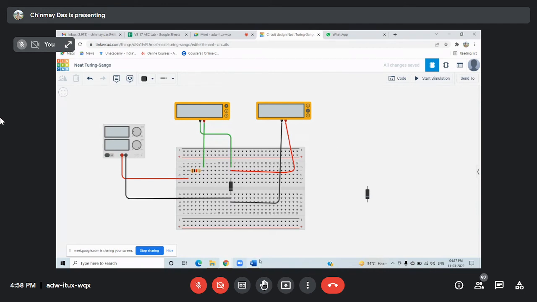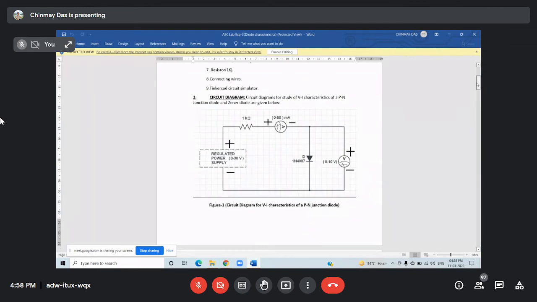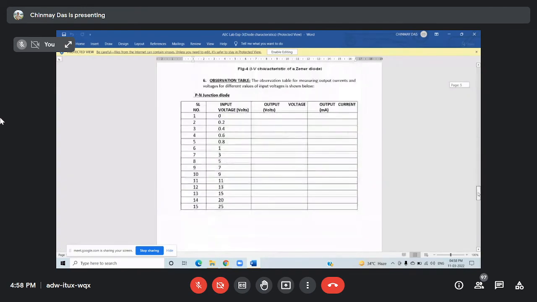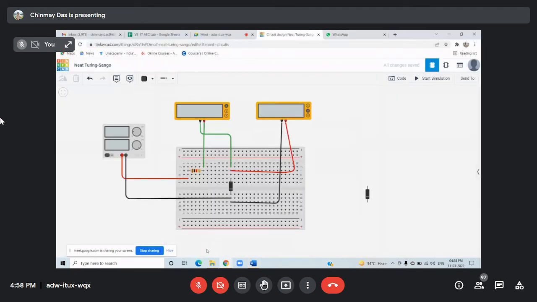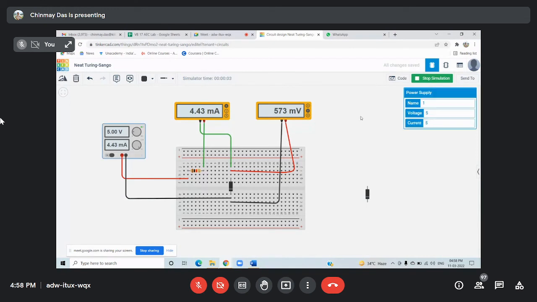In this observation table for the PN junction diode, this is the input voltage in the DC power supply. The output voltage has to be observed across the diode, and the output current has to be observed. I will show you some readings. Click on start simulation. Initially it is 5, set it to 0. Now both the voltage and current across the diode are 0. What is the knee voltage of the PN junction diode?